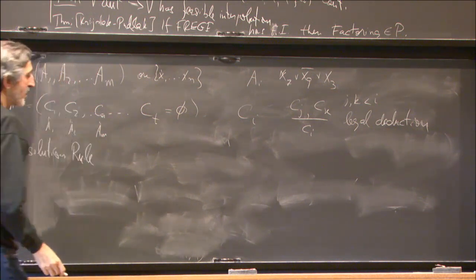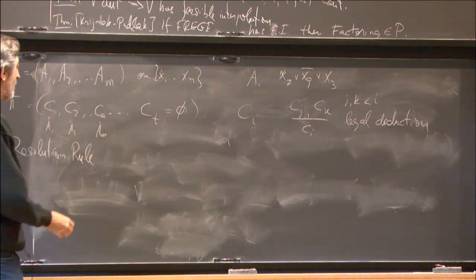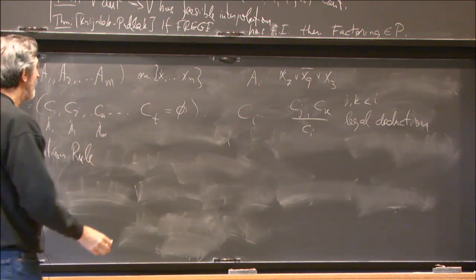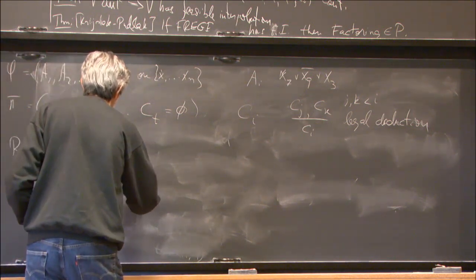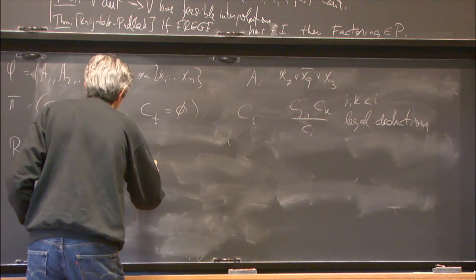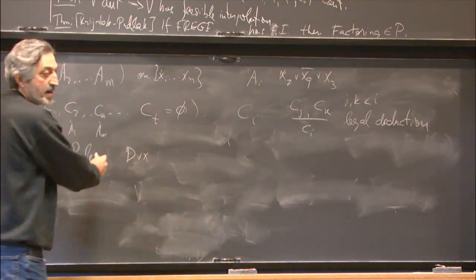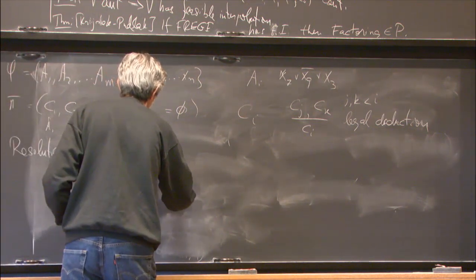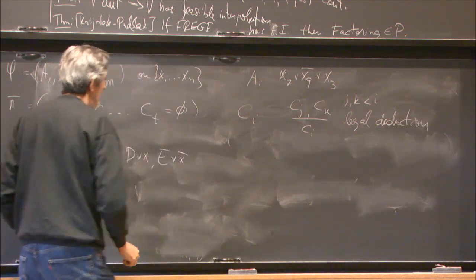It has only one deduction rule, and it's very simple. Since we are just dealing with clauses, it's just a disjunction of variables. Suppose you have two clauses, let me call them D or X. So you have a clause in which X appears, and you have another clause in which X bar appears.